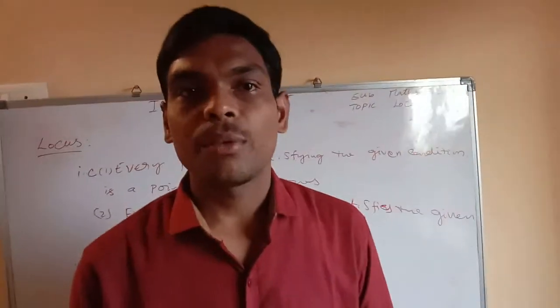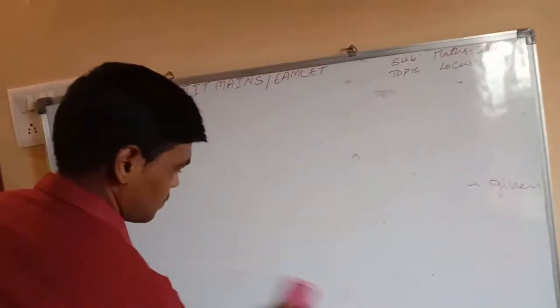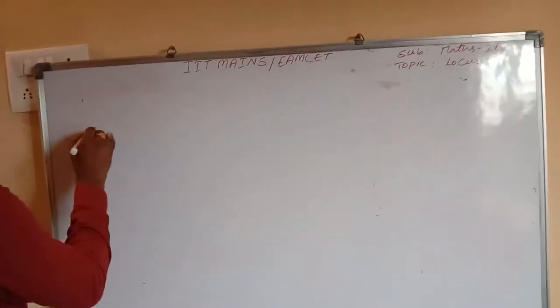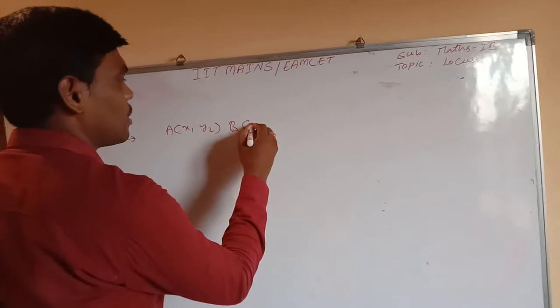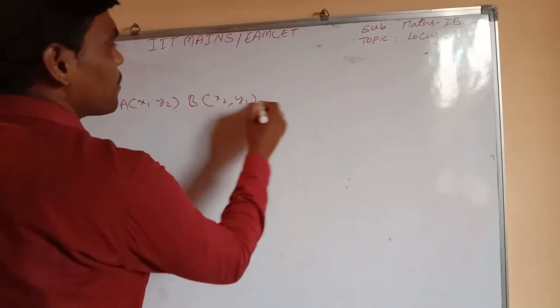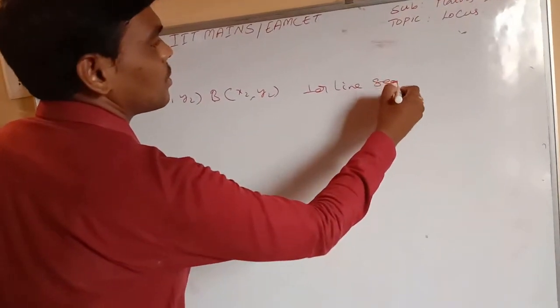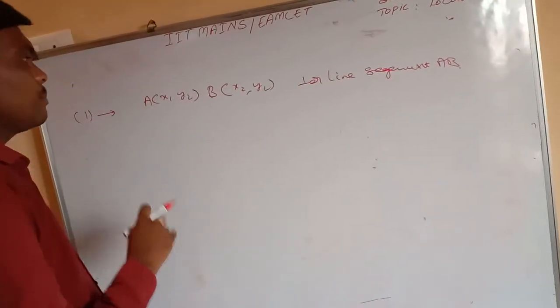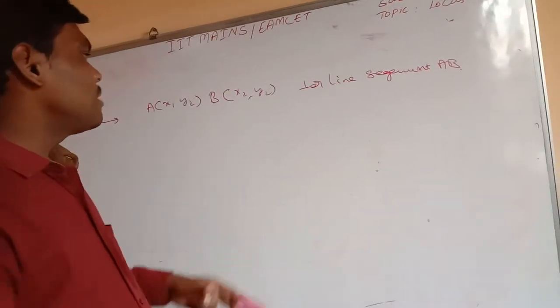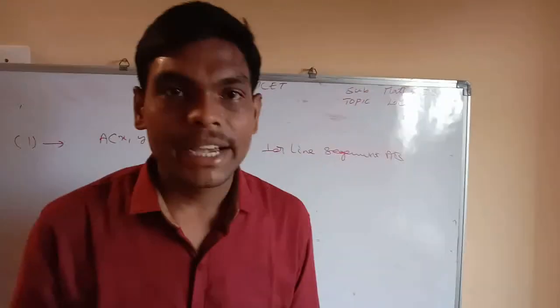Now some important properties start. First, the locus of a point which is equidistant from two fixed points A(x1, y1) and B(x2, y2) is the perpendicular bisector of the line segment AB.